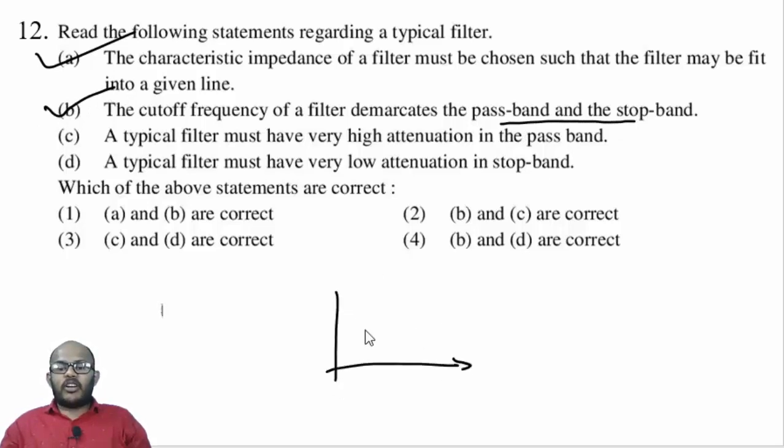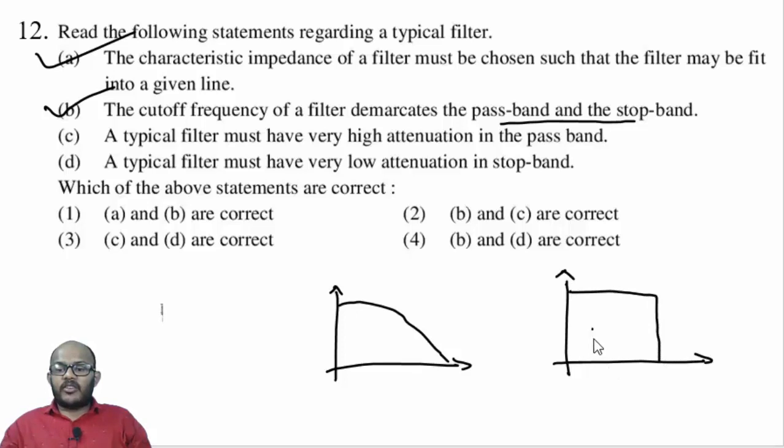Let me think about low pass filter. So the characteristic curve will be something like this. But if I am speaking ideally, the characteristic curve will be something like this. So this will be my pass band and this will be my stop band. This is cutoff frequency, that is FC. So FC is making a demarcation between pass band and a stop band. So statement B is correct.